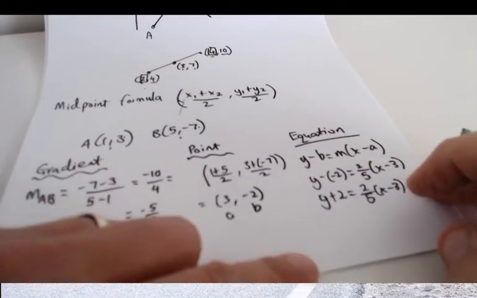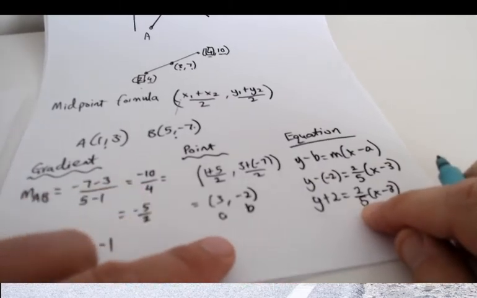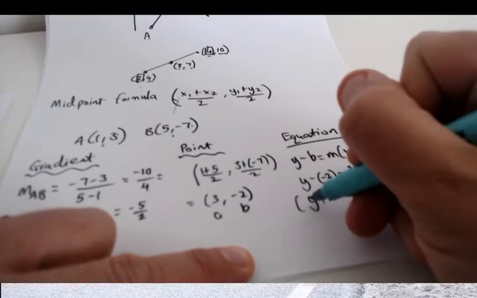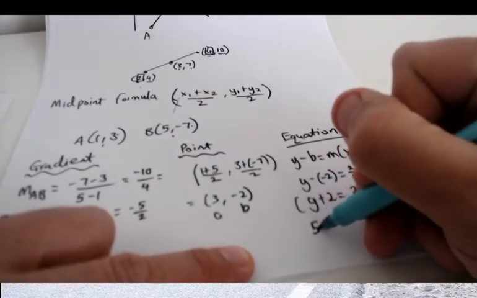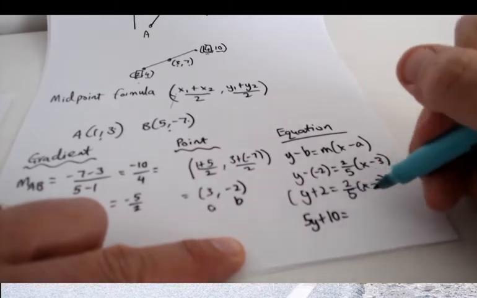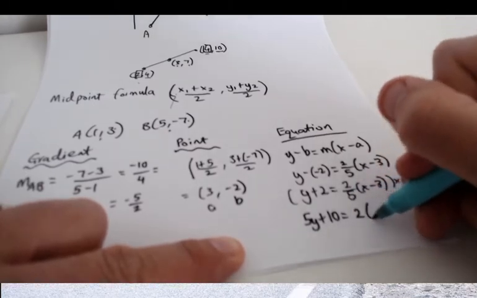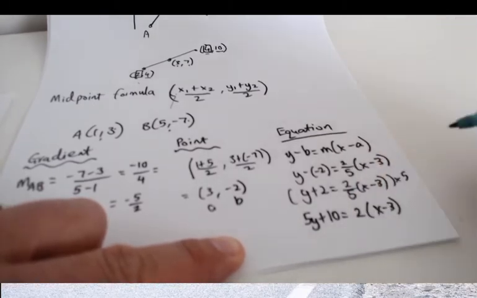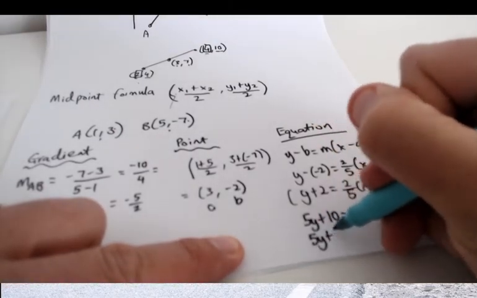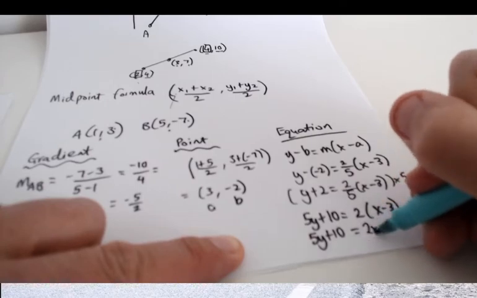Okay, same as the last lesson, we want to get rid of this fraction, so we're going to multiply by the bottom number, which is a 5, times everything by 5. 5y add 10 will equal the 2/5, the 5's will cancel, leaving me a 2. Multiply it in my bracket. 5y add 10 will equal 2x minus 6.